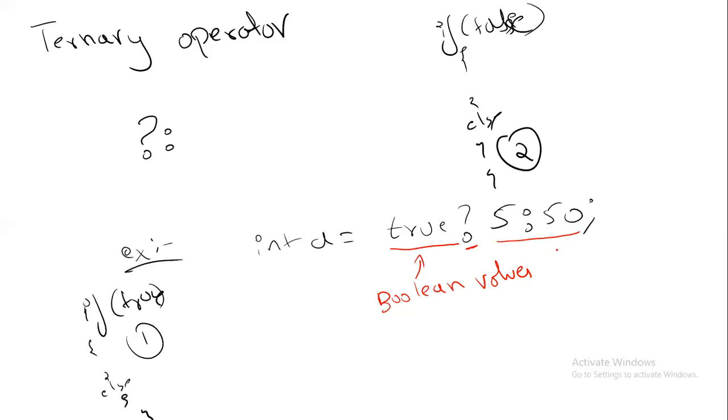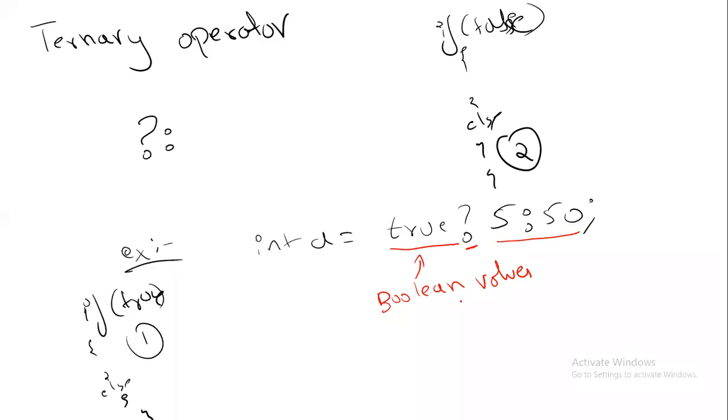It can be Boolean type, it can be char type, it can be string type, but both the types have to be the same type. You can't give an integer and a string. You can't give an integer and a character. You can't give a double and a float. So what you have to give is the same type. You have to give the same type.